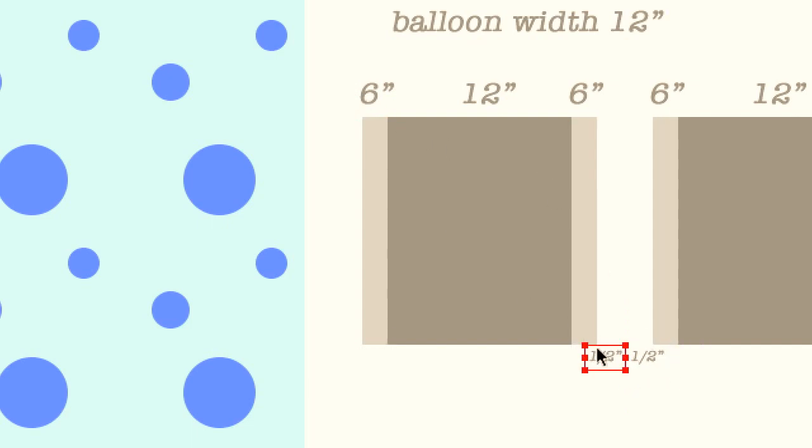So what you're really cutting out is a panel that is your balloon width plus 6.5 plus 6.5. One plus 24 is 25 inches in this example. I would cut out a piece of fabric panel that is 25 inches wide.